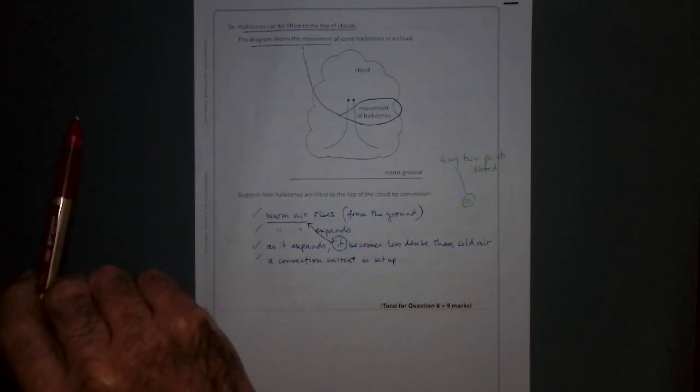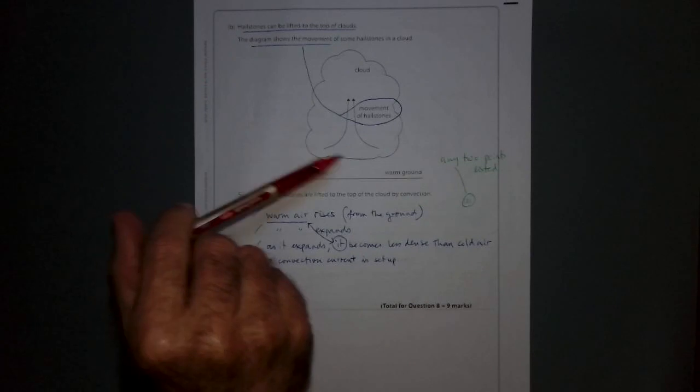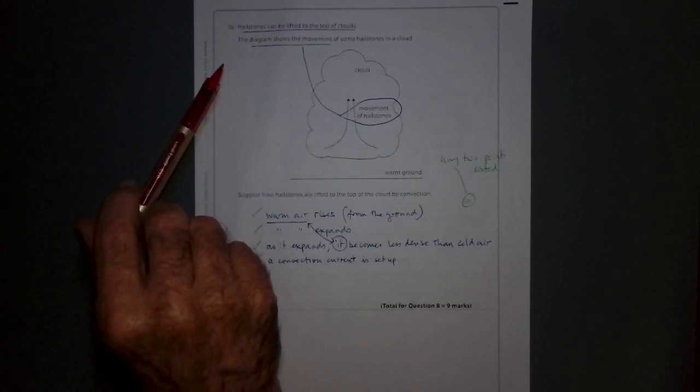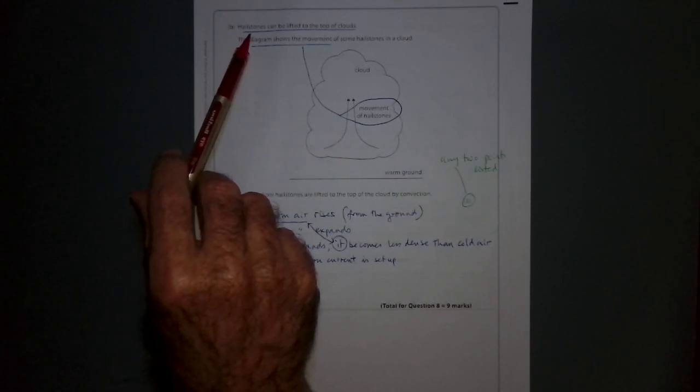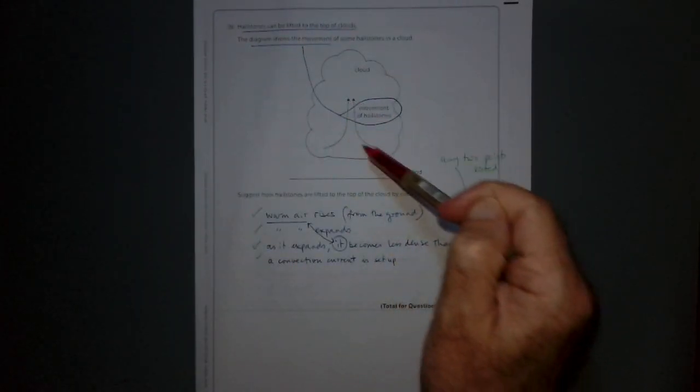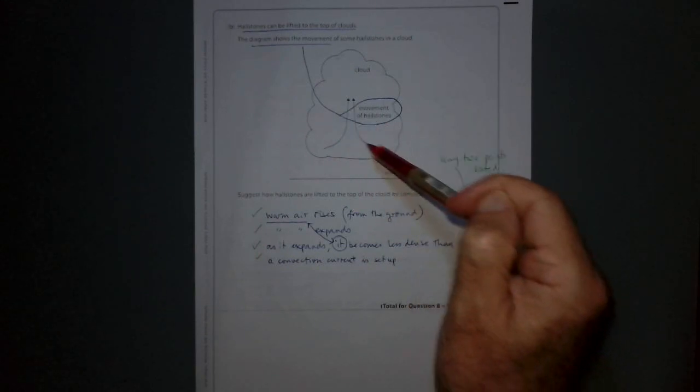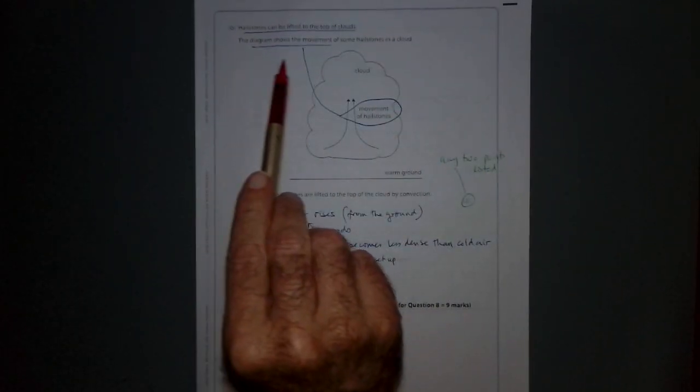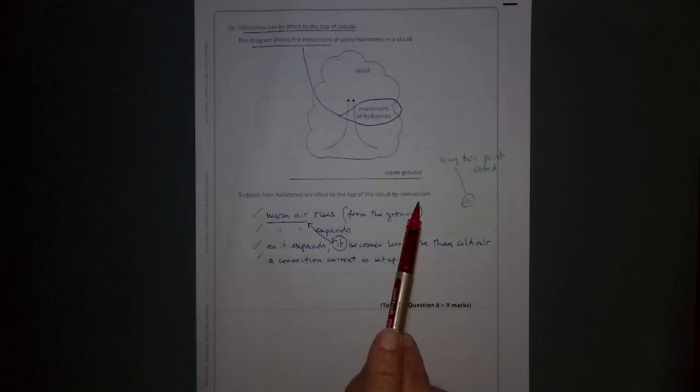It then is bringing in convection current ideas of what happens to hailstones in the clouds. Well, hailstones can be lifted, it says, to the top of clouds. So this is shown by these 2 arrows, which if you've studied convection currents, you'll know is something to do with the movement of hot air and cold air. Hot air rises, cold air sinks. The diagram shows the movement of the hailstones in a cloud. It says, suggest how hailstones are lifted to the top of the cloud by convection.